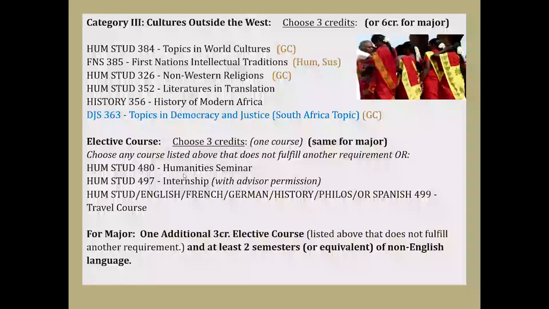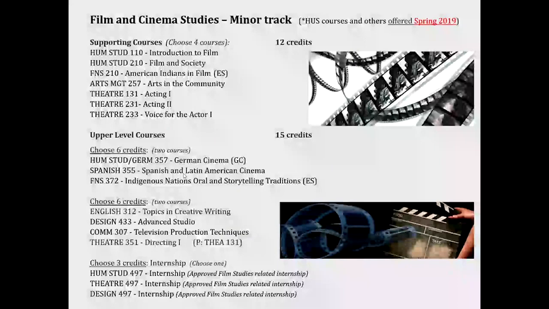For a major, you would then need one additional course. It could be from any of these other lists, and then 2 semesters of a foreign language, something non-English. So that gives you a little idea as to what one major would look like, and minor. This is just a minor.